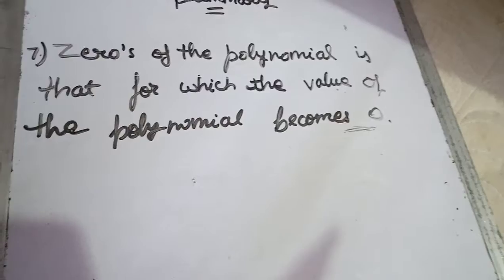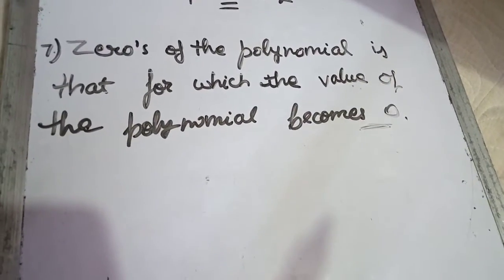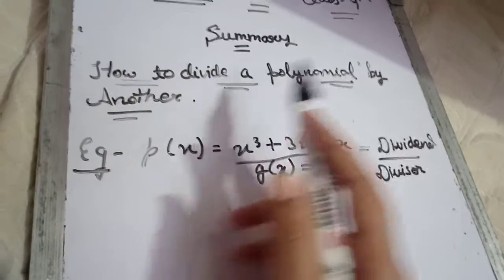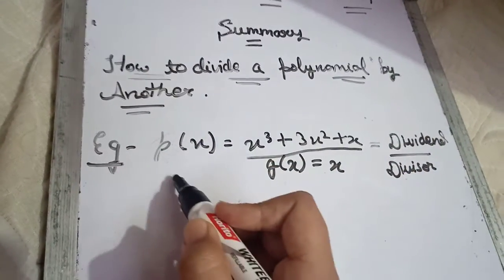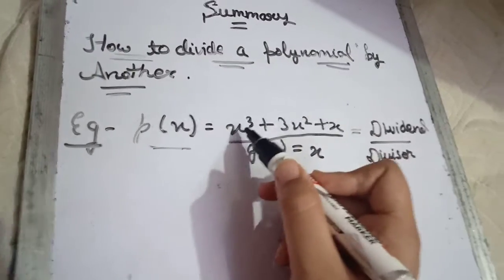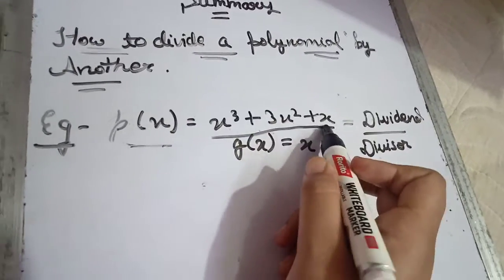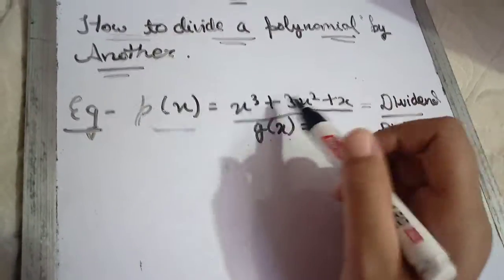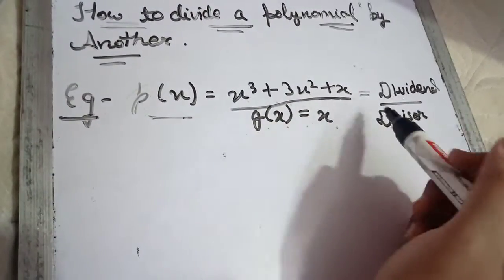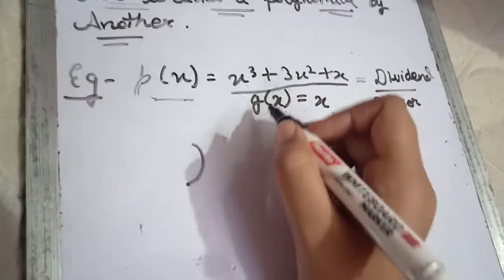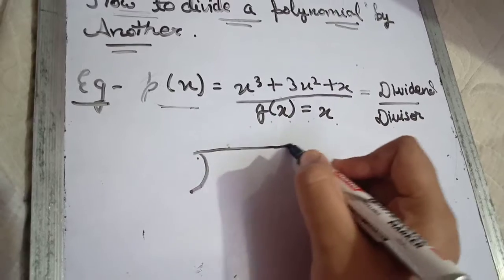Now I will tell you how to divide a polynomial by another. So we will take one example. P of x is equal to x cube plus 3x square plus x divided by g of x is equal to x. So this is the dividend and this is the divisor. So how to divide these types of questions? Now I will tell you.